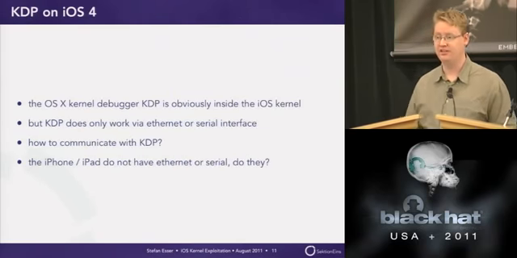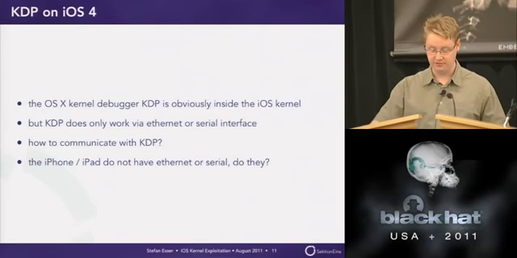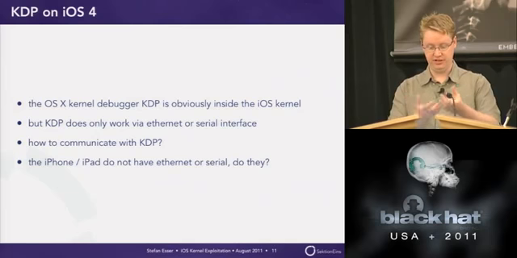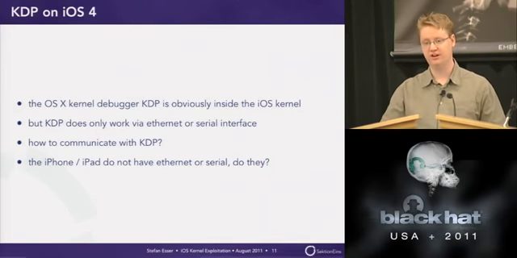So anyway, they left the KDP inside. KDP is also the same thing as on OS X. The problem is KDP is designed to only speak Ethernet or serial. And when you have an iPhone, you don't see an Ethernet plug or a serial plug. And so you have the big question of how to communicate with it. Actually, I don't know if this usbmuxd protocol is able to speak UDP. I never tried that, because I found another way.